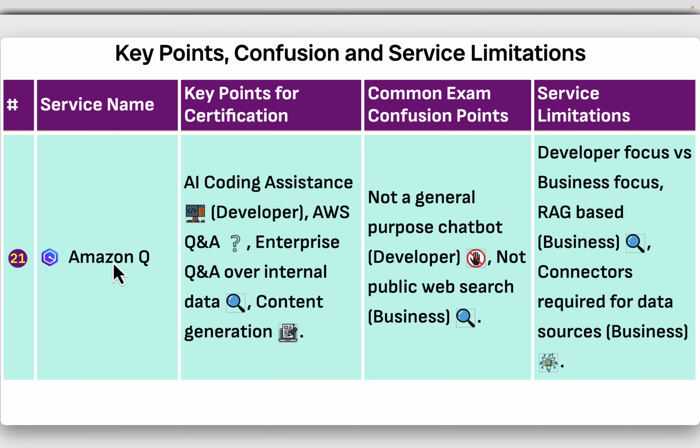And the last service is Amazon Q. Key points for certification are, as I talked about, AI coding assistance for developers, Q&A, enterprise Q&A over internal data, and content generation. Common exam confusion points: it is not a general purpose chatbot and not a public web search. Some service limitations are developer focus versus business focus, RAG-based for businesses, and connectors required for data sources for the businesses.